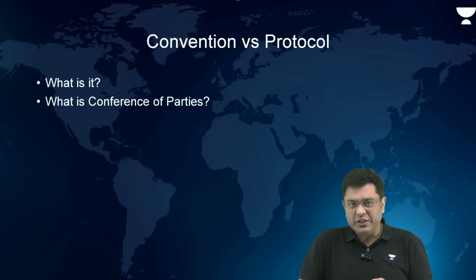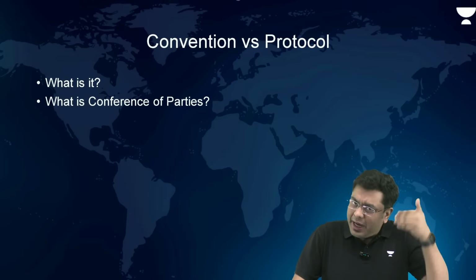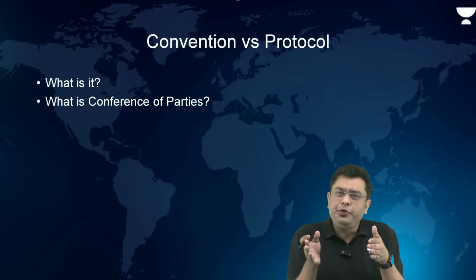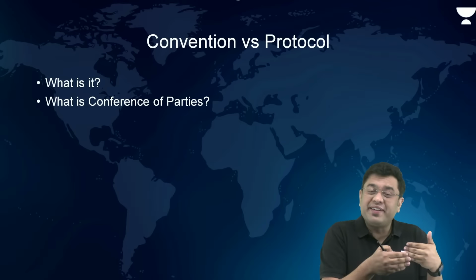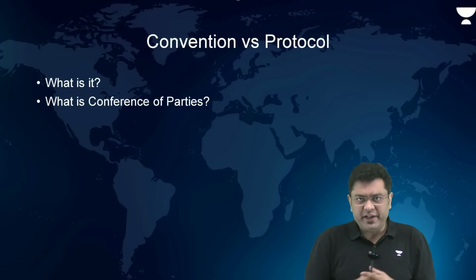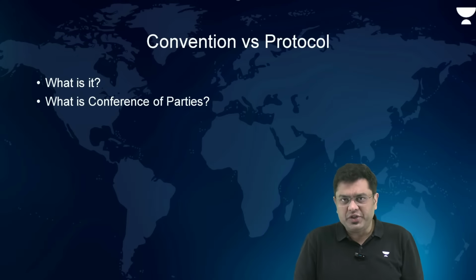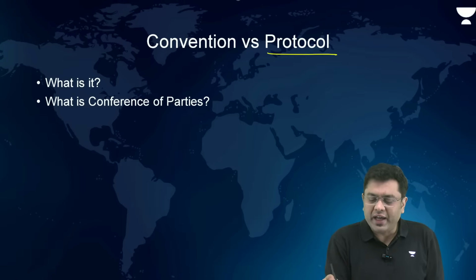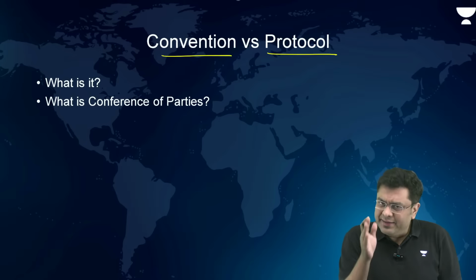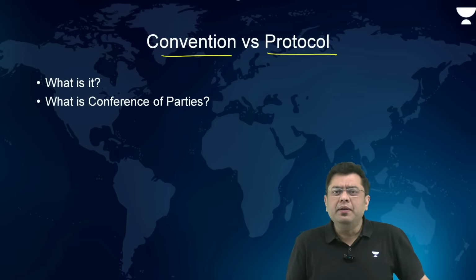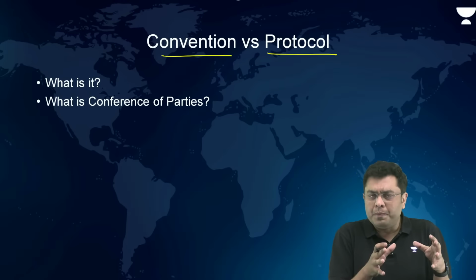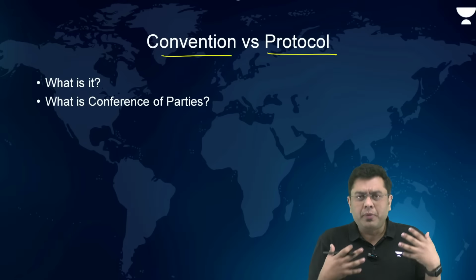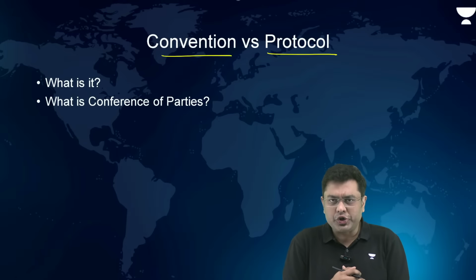That is a convention. Now, in order to achieve that goal, let's suppose you are changing some of the parameters of the convention, or you are setting a timeline to the convention about how that goal has to be achieved. That is what is referred to as a protocol. In simplest of terms, the example that I oftentimes use is, let's suppose 5 of you get together and you decide to prepare for the civil services examination, right?